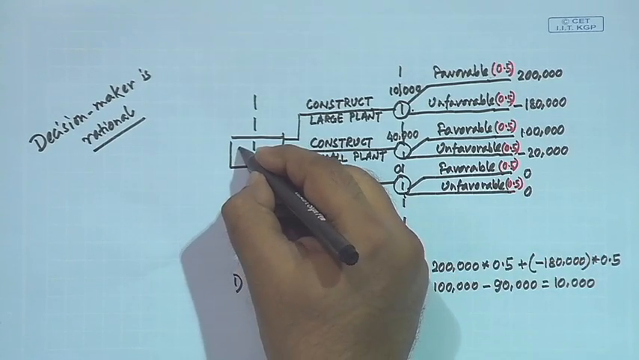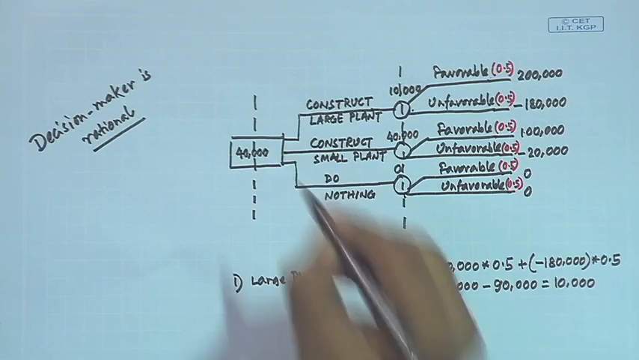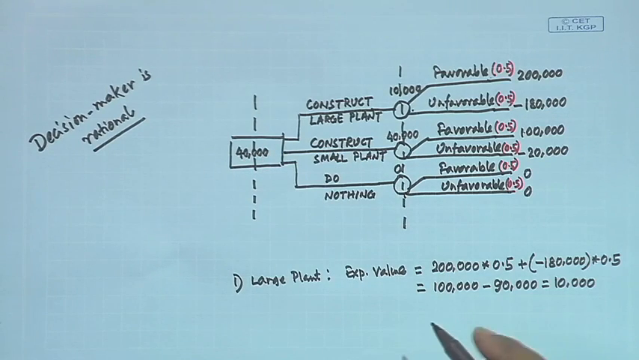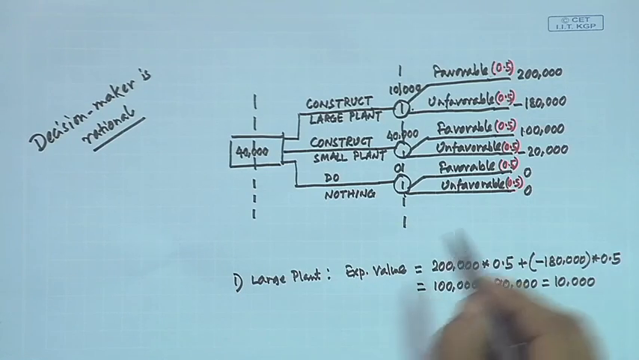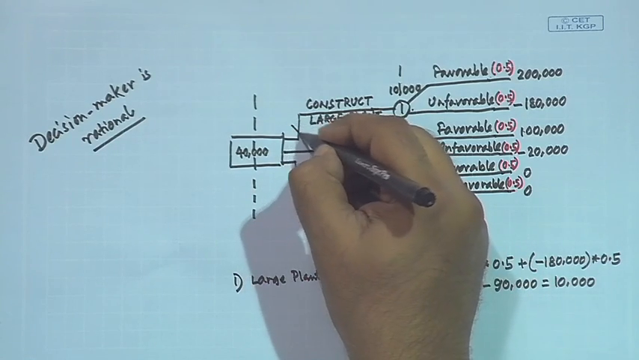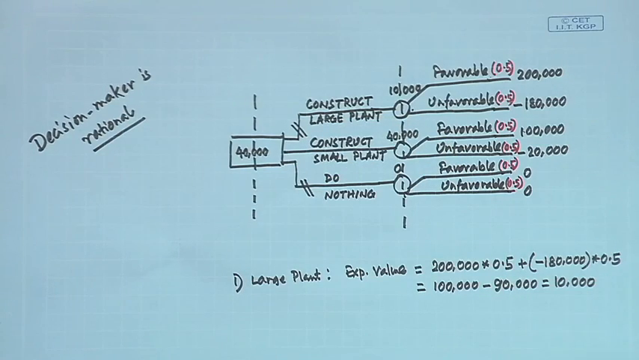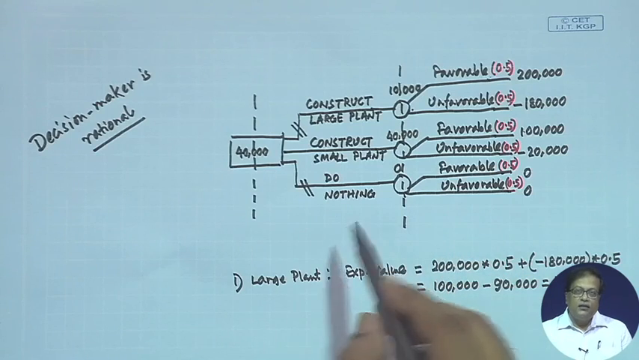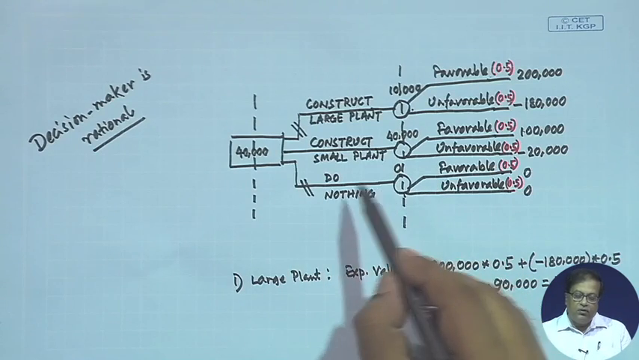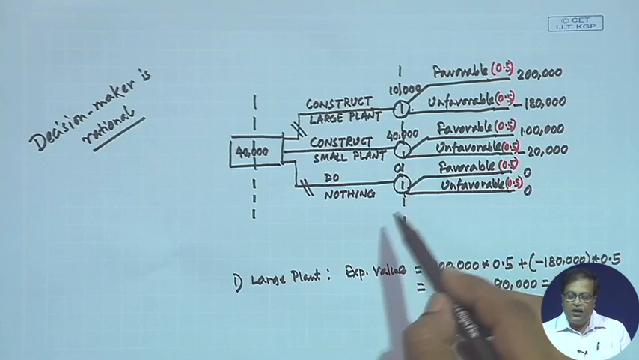So, we expect that kind of payoff to obtain, that is 40,000, which we write at the decision point, and therefore, the other payoffs we cross out. So, by looking at this diagram, it is very clear that it is advisable to construct a small plant, because that is giving us the higher payoff.